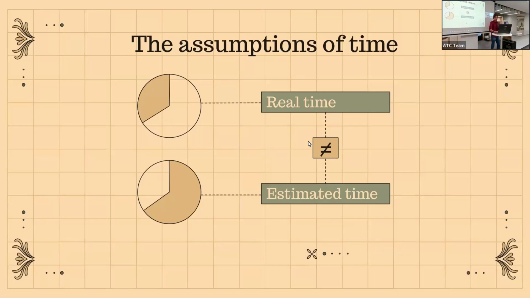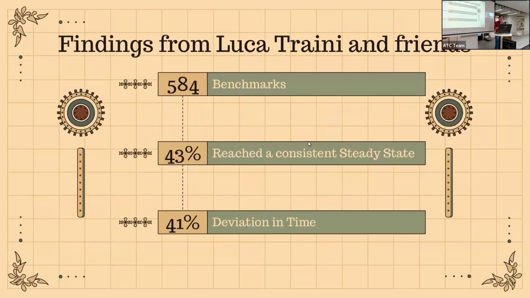But we found, or rather, Luca Traini and some of his friends tested 584 benchmarks. Now, that might seem little, but these tests took 95 days to fully complete. Just showing you the realm of why we really want to figure out, do these things reach a steady state? Can we reach it faster? Is our assumption wrong? And they found that in only 43% of the cases, we reached a consistent steady state. This means that 57% of the time, we sometimes reach a steady state and sometimes don't, meaning that waiting for steady state is completely useless at the end of the day.